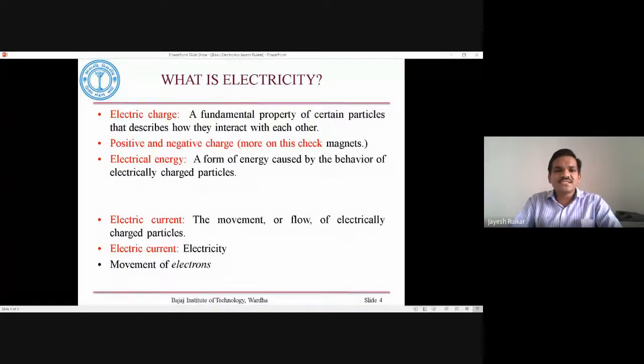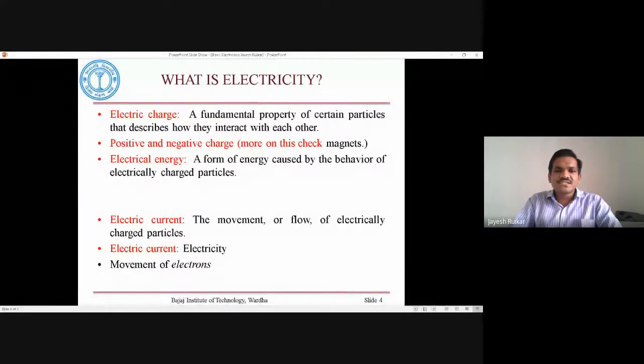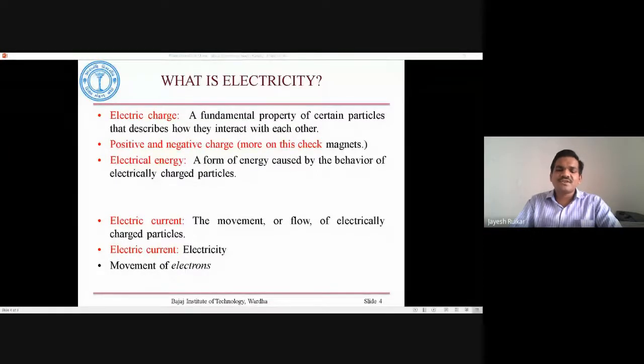How can you experience these things? You can experience these things with the help of a magnet. Okay, how they attract or repel each other, you can experience with the phenomena of a magnet, that is attraction or repulsion.